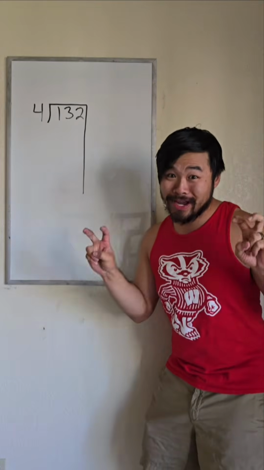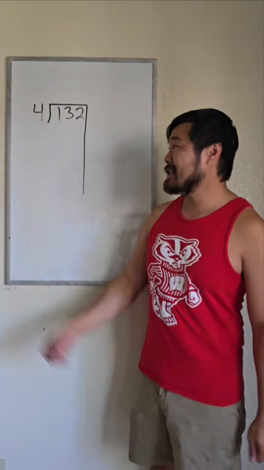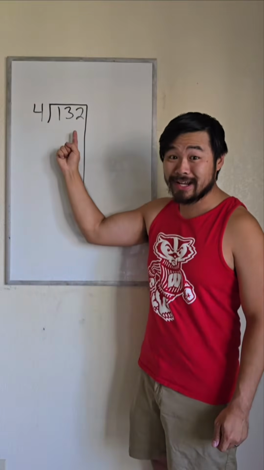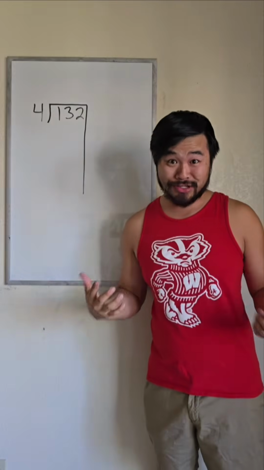What is with this new way of dividing? Let's find out. We can think of division as how many of the divisor fit into the dividend. So how many 4s are in 132? So what's a good start?